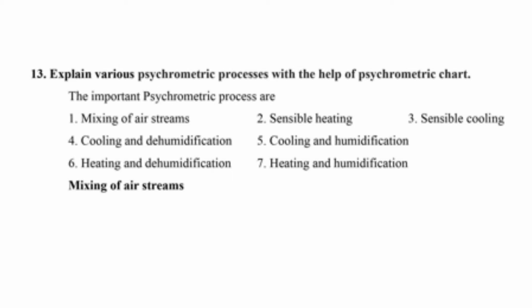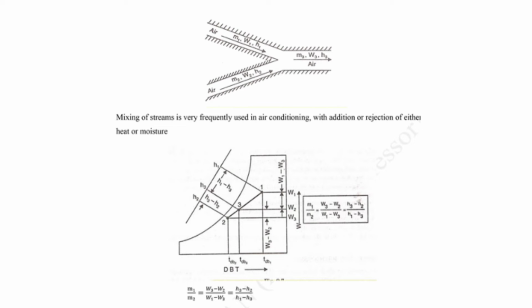First one, mixing of air streams, where there is a Y-shaped path. In the two ways, the air carrying a particular mass, water content and enthalpy in both ways will join together in the middle of the pipe. After that, both airstreams mix, creating a different mass rate, water content and enthalpy, and then pass through the exit. The mixing of streams is very frequently used in air conditioning with addition or rejection of either heat or moisture.